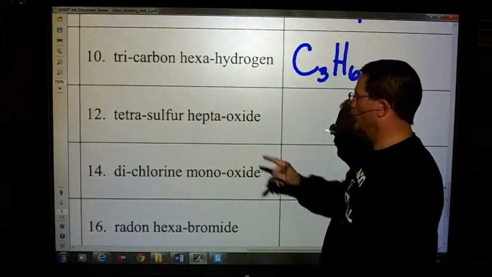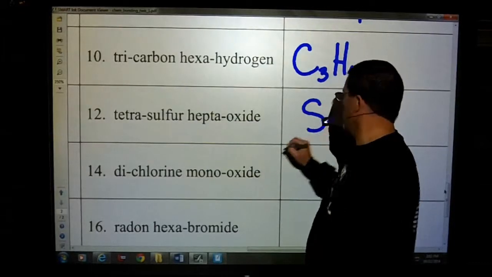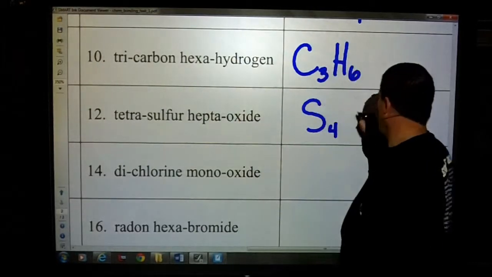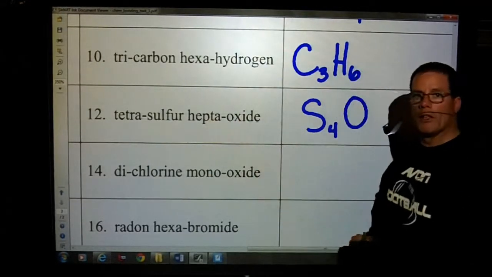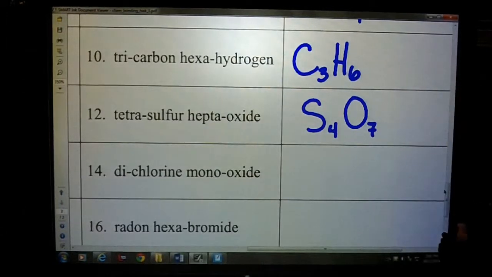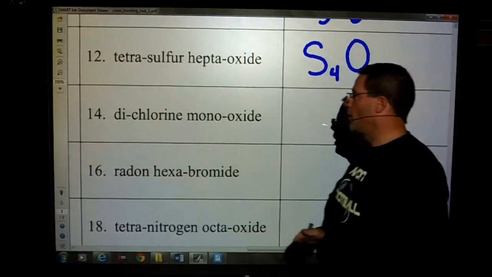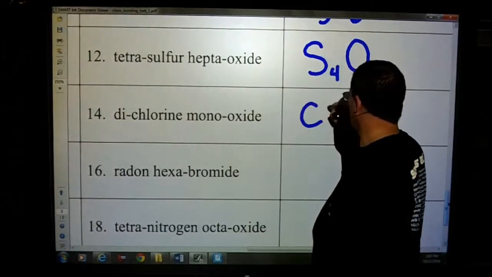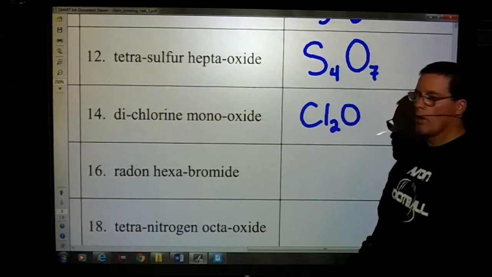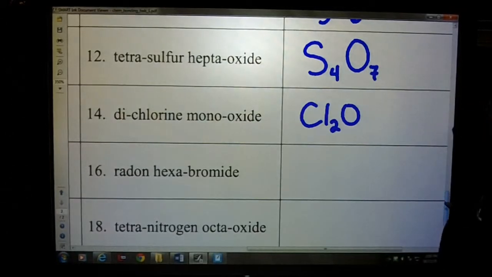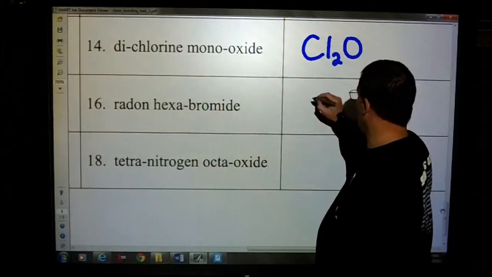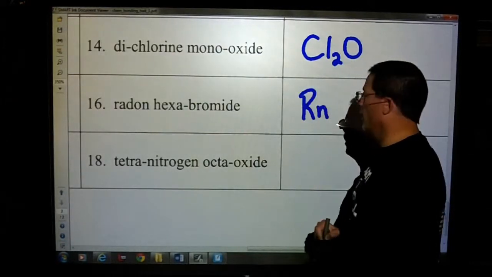Tetrasulfur heptaoxide, so again the sulfur. Tetra means that we have 4. Oxide, and the hepta is 7. Okay, hexa is 6, hepta is 7. Looking at dichlorine monoxide, so we have a chlorine, and di means that we have 2 of those. Monoxide, only 1 oxygen. Radon. Radon 152, it's actually the biggest noble gas that we currently have. So radon is Rn.